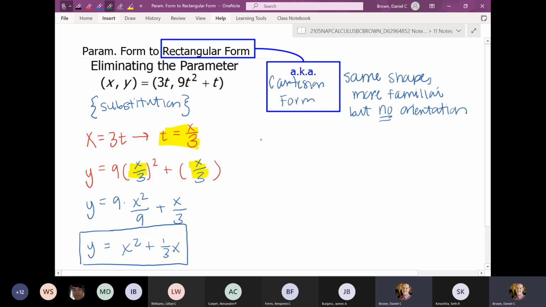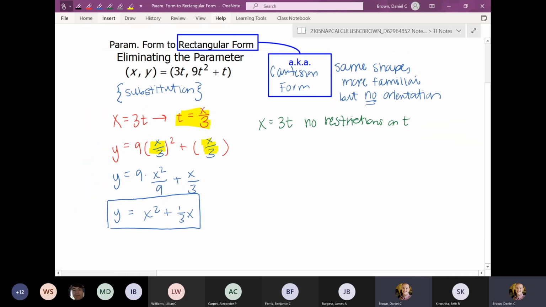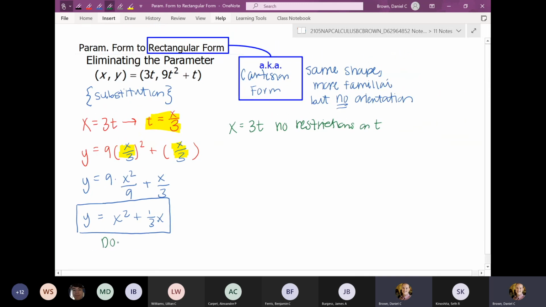So what I mean by that, we have x is equal to 3t. Well, looking at this, there are no restrictions on t, meaning you could plug any number into t and you would be able to find x. There's not a square root there or a trig function, so any value of t is going to work. Since all values for t work, I know that in this rectangular form of the equation, its domain is going to be from negative infinity to positive infinity. It always works. We have the entire quadratic.